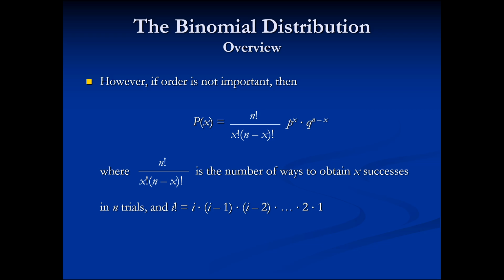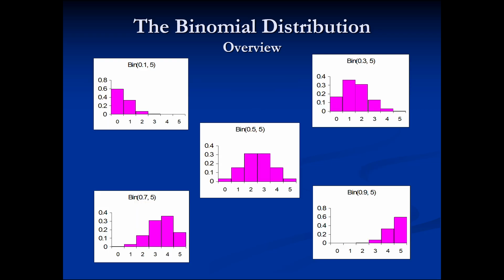However, if order is not important, then P of X equals N factorial divided by X factorial into N minus X factorial, times P power X into Q power N minus X, where P is success and Q is failure. Here N factorial divided by X factorial, N minus X factorial is the number of ways to obtain X successes in N trials. This is an example. This is the overview.